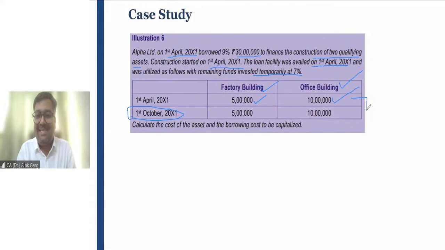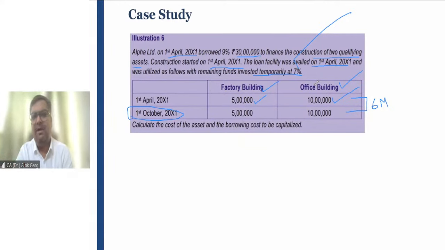So during this 6 months period, they are depositing this idle fund of 15 lakh rupees into a fixed deposit. And the rate of interest is 7%. So friends, first of all, you need to compute your interest cost for the full year in this case, right? Your interest cost for the year is 30 lakh multiplied by 9%.